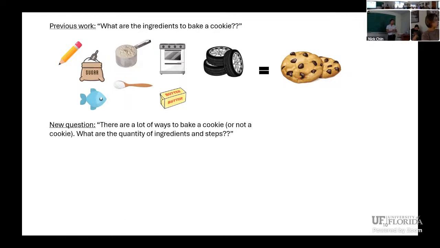The new question is, there are a lot of ways to make a cookie. What are the quantity of ingredients and the steps required to get there, or recipes to get these different things?